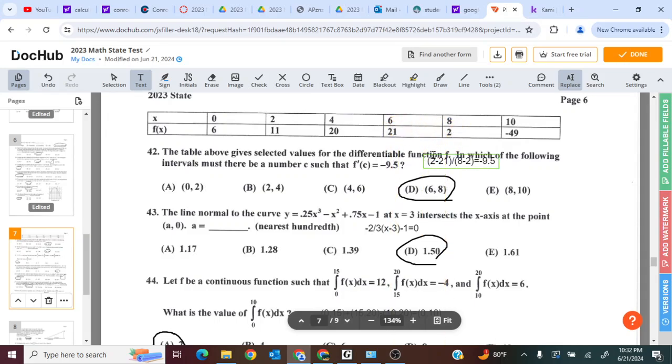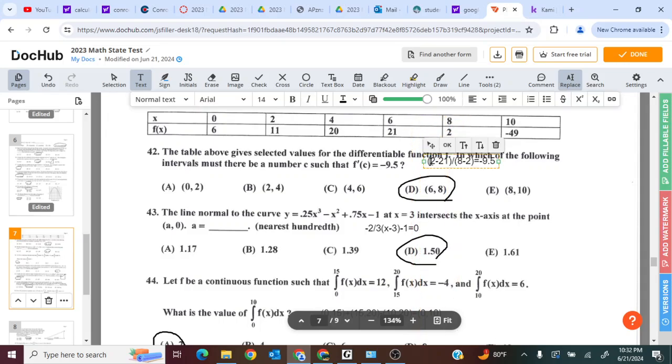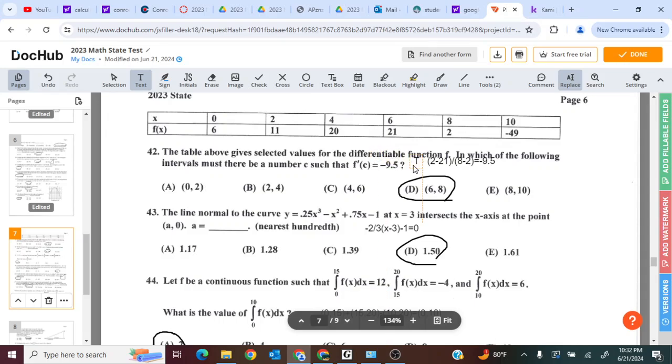The average rate of change for 6 to 8, as you can see, is -9.5, which satisfies this, basically just the mean value theorem. So yeah, 6 to 8.